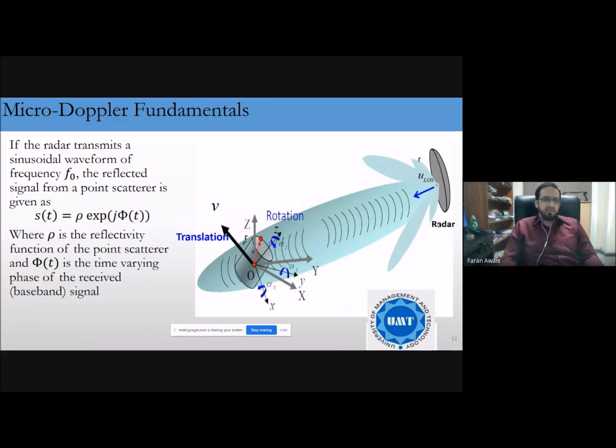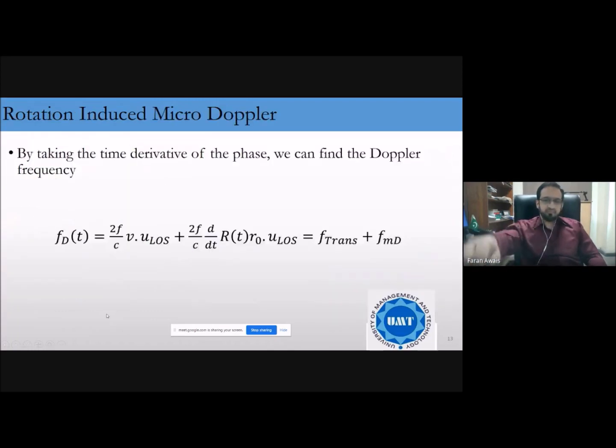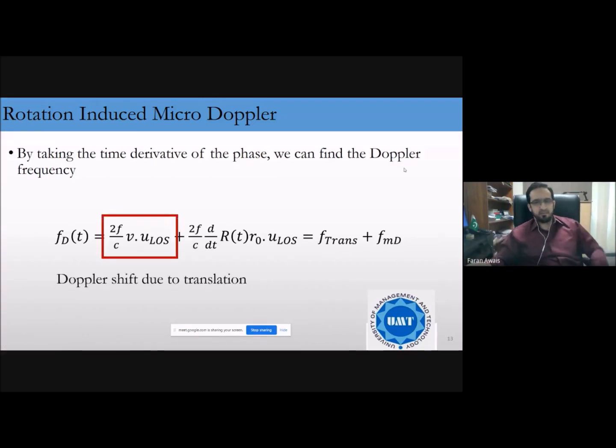Okay, so micro Doppler fundamentals. If the radar transmits a sinusoidal waveform of frequency, say f naught, the reflected signal from a point scatterer will be given by something like this. So the rho is the reflectivity function of the point scatterer, and the phi is the time varying phase of the received signal. Now that phase is very important over here, because the corresponding movement of the target would modulate the corresponding phase in a way that whenever you take the time derivative of phase, we can find the Doppler frequency. So that Doppler frequency, when analyzed closely, would create a Doppler shift due to translational motion.